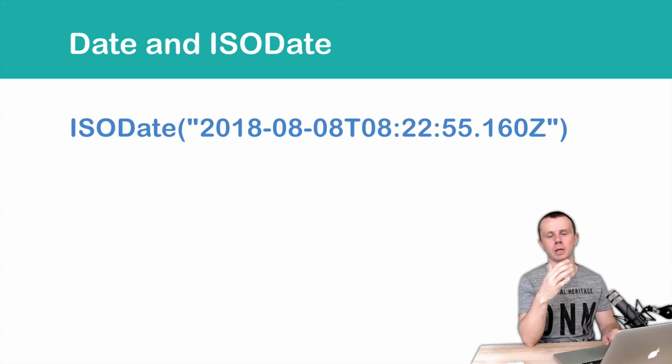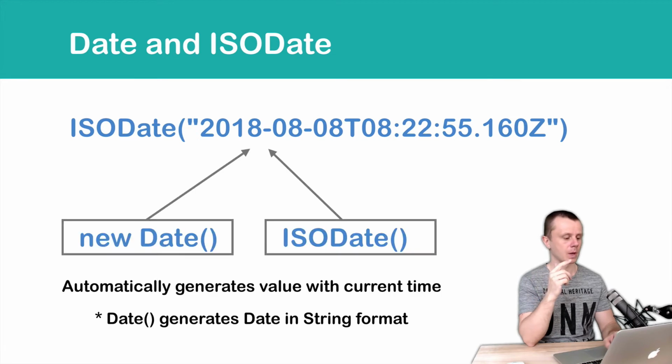If you want to generate new current date in such format, it means type ISO date along with the value, you can use one of two commands, either new date or ISO date. Both commands will generate same result. In the first case, new date creates new date object, and in the second case, you just invoke ISODate function that itself creates new date object. So in fact, both commands perform same operation. Empty parentheses mean that current date will be generated.